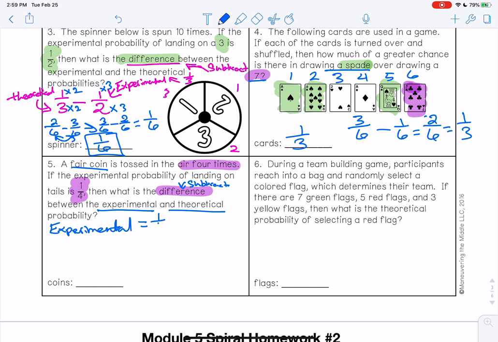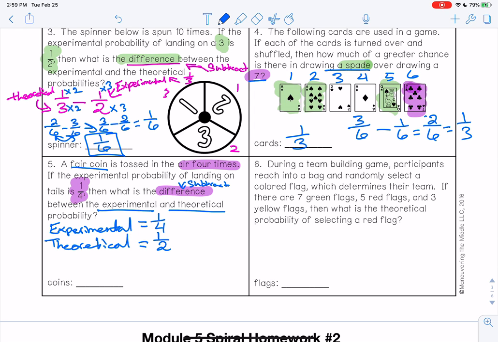is 1/4. We know that a coin has 2 sides. Okay, a coin has 2 sides, so that's the total outcomes on the bottom. One of the sides is heads, the other side is tails. So there's only 1 tail on the coin. So we know the theoretical probability is 1/2. The experimental is 1/4. So they want to know the difference.